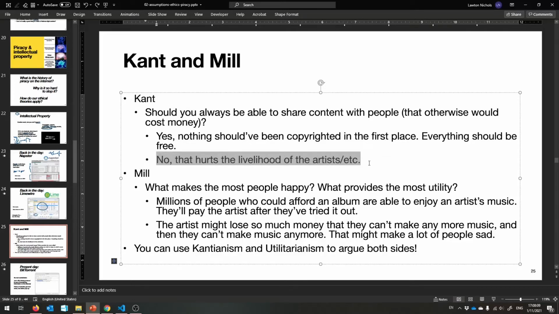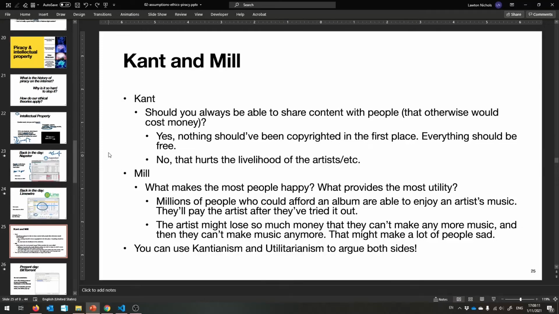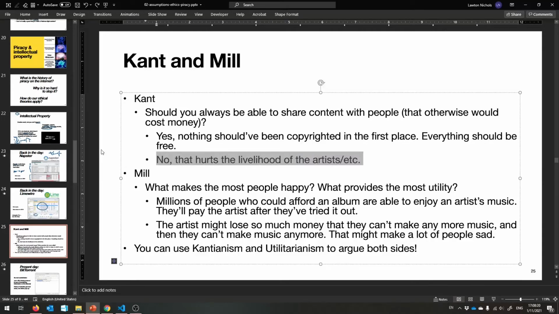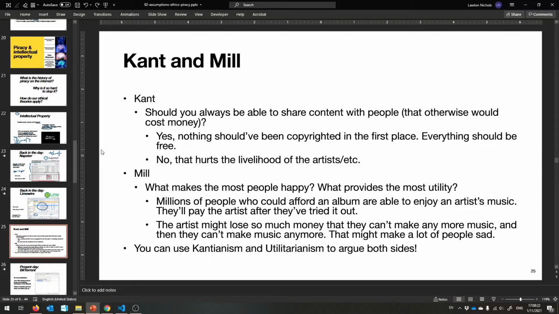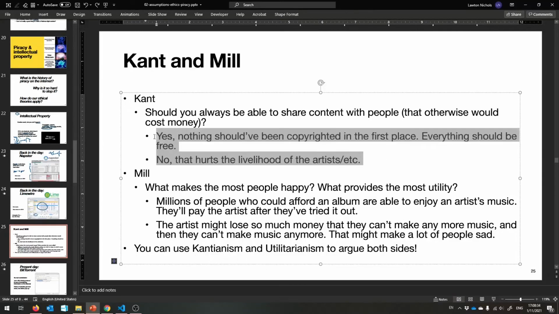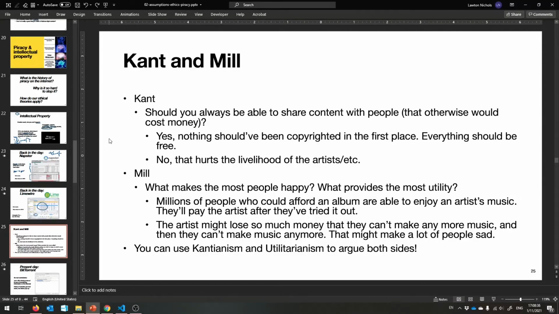But then he might also think, let me think about this from the point of view of the artist. If I was an artist, I would not want to have my content stolen, and that would hurt my livelihood, for example. I would make less money. So I wouldn't want to have a special case where nobody takes my stuff, but I can take everyone else's. So I would have to say no in that case. Okay, so those are the two ways that Kant might tackle this problem. And obviously there are plenty more. I encourage you to think of some.